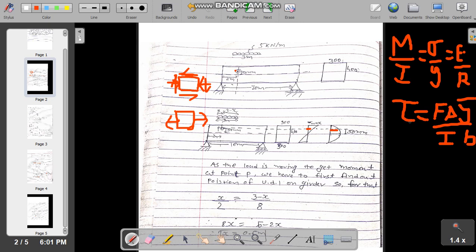ओके, सो फॉर द बेंडिंग स्ट्रेस we can say M/I is equal to sigma by y. So from the यहाँ से हम सिग्मा फाइंड कर सकते हैं. सिग्मा इज इक्वल टू सिंपली My by I होगा. सो फॉर दैट वी हैव टू फाइंड M, that means moment. We have to find maximum moment for the maximum stress.